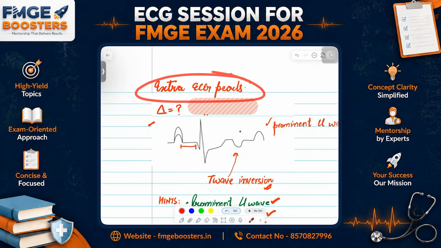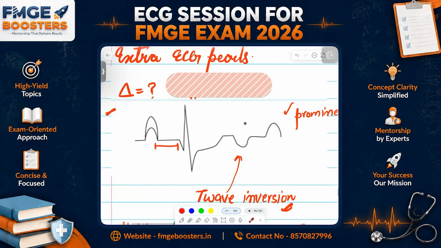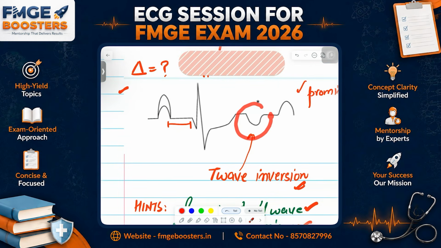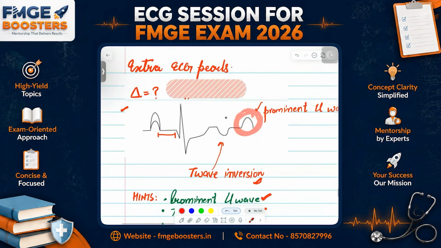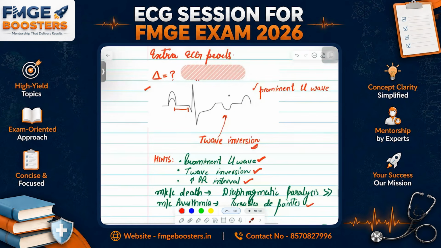Now let's talk about extra ECGs. If you see here, we have T wave inversion and we have a prominent U wave. Usually U wave is normally seen too, but prominent नहीं होती. If you see such a prominent U wave, then what do we answer here? T wave inversion plus prominent U wave. And देखो यहाँ पे भी PR बढ़ा हुआ है. Hypokalemia. Right, it is hypokalemia, right guys?